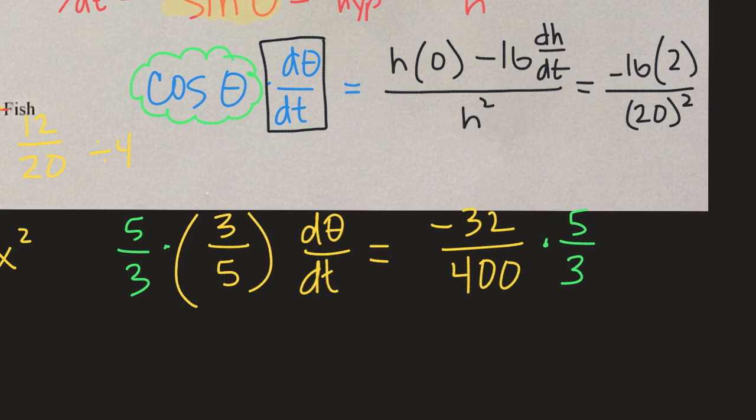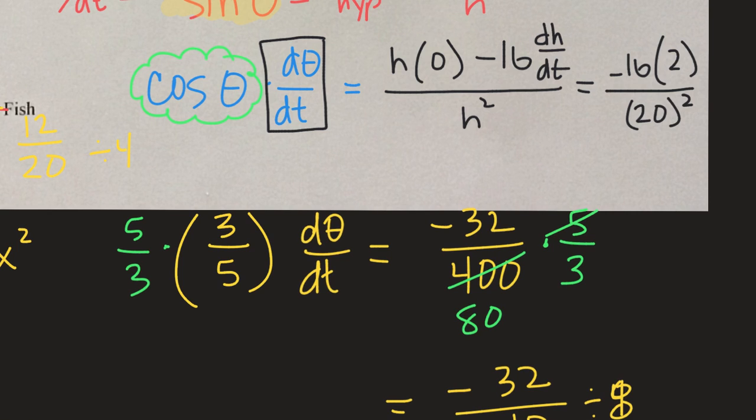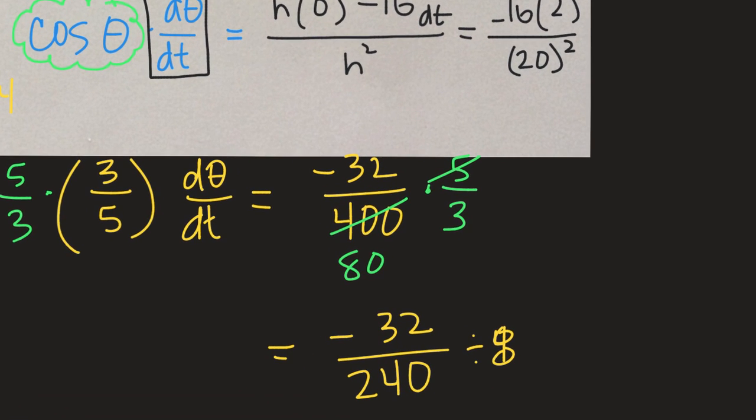Okay. 400 divides by 5, and that gives me 80. Can anything else be reduced? 32 is not divisible by 3. So negative 32 divided by 200. I can divide it by 4, I can divide that by 8. So this reduces to negative 2 over 15.